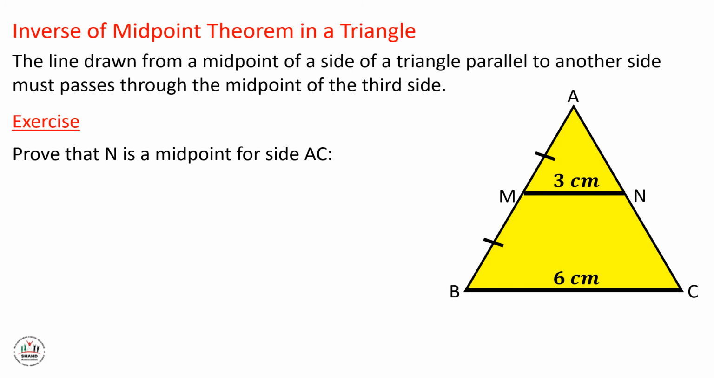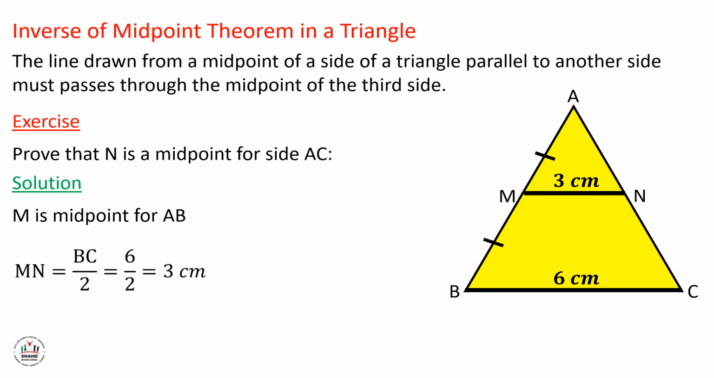So we have a triangle ABC. If the line MN is parallel to line BC and passes through the midpoint of side AB, this line must pass through the midpoint of side AC. So first, we need to prove that MN is parallel to BC and passes through the midpoint of side AB. We know that AM equal to MB from the coded properties. So M is a midpoint for side AB.